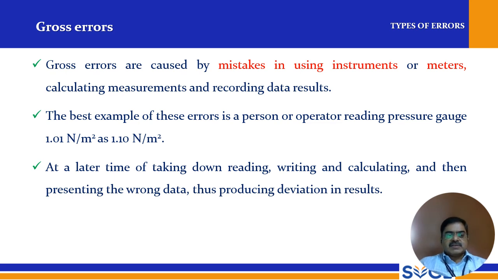The first one, gross error. Gross errors are caused by mistakes in using instruments or meters, calculating measurements, and recording data results. The best example of these errors is a person or operator reading a pressure gauge of 1.01 Newton per meter square as 1.10. So this is the gross error. At a later time of taking down the reading, writing and calculating, and then presenting the wrong data, thus producing deviation in results. This type of error is known as gross error.